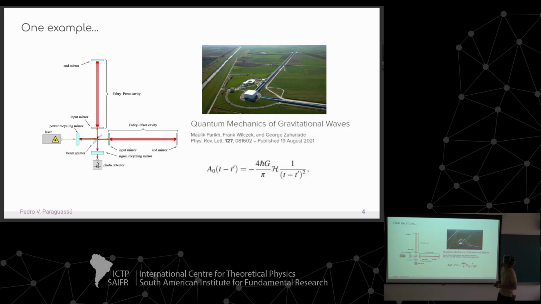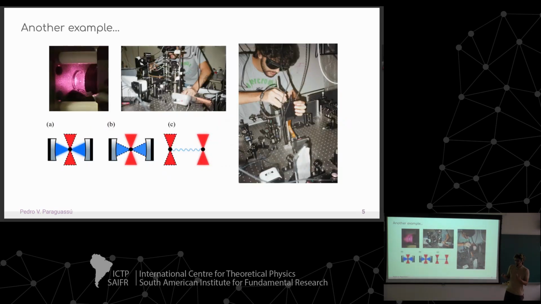Well, one example where this appears is in this work on the quantum mechanics of gravitational waves. The idea is that if you quantize the gravitational wave and this quantized gravitational wave interacts with the arm of LIGO, this arm will obey a stochastic process, with a noise given by this funny distribution here, a Hadamard distribution. This is just one example, but another example, where I'm working, is in levitated optomechanics.